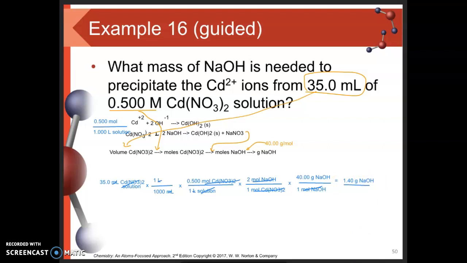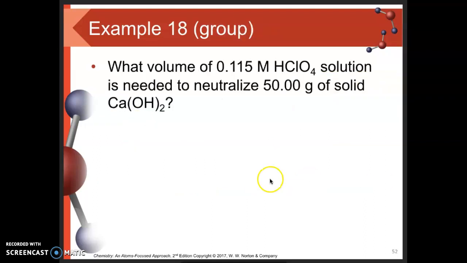Let's look at one more example here, kind of taking the concept and flipping it on its head here. What volume of 0.115 perchloric acid solution is needed to neutralize 50 grams of solid calcium hydroxide?